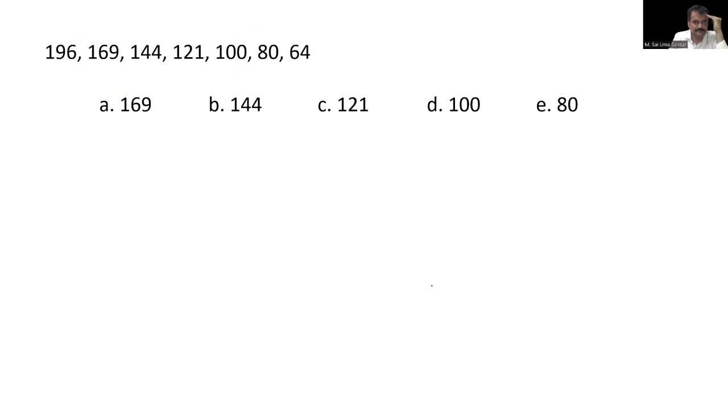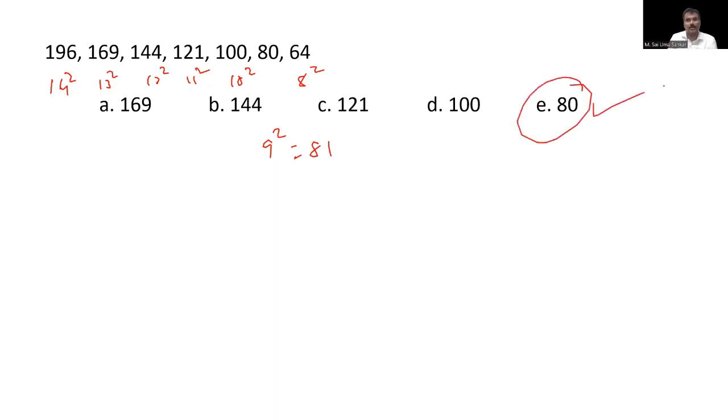It's very simple. I already explained in the introduction part. This is 14 square, this is 13 square, this is 12 square, this is 11 square, this is 10 square, this is 8 square. Now, what we require? 9 square is equal to 81. If instead of 80, 81 is there, then that is a perfect sequence. But here 80 is there. So what is the wrong number in the sequence? 80. Option E is the correct answer.